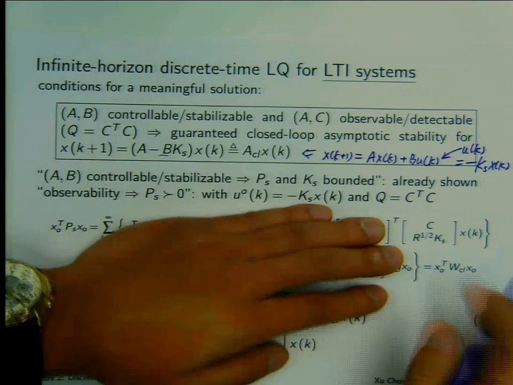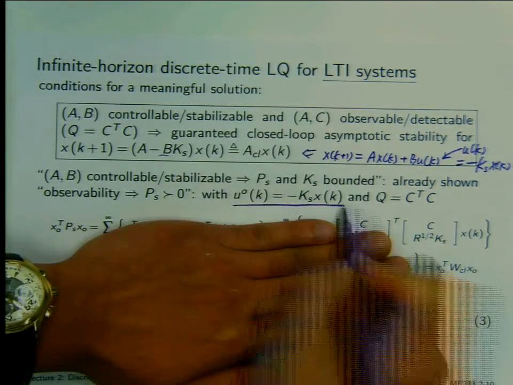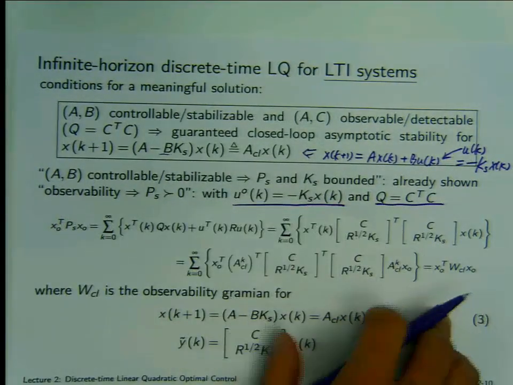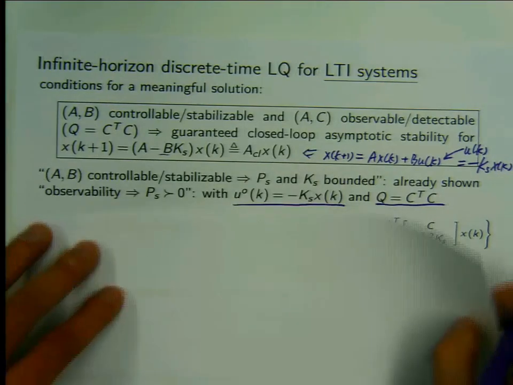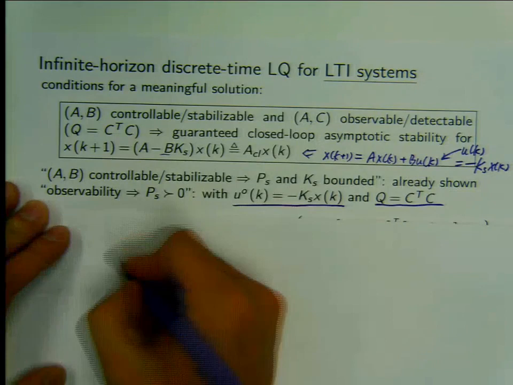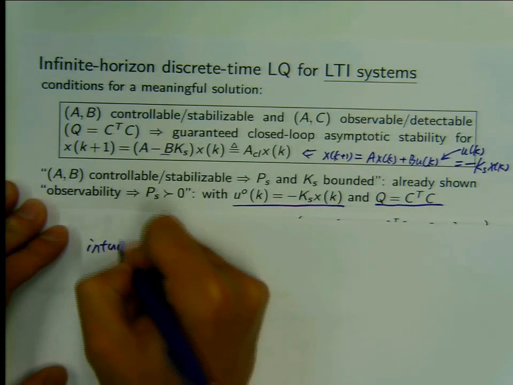if the system is observable, okay, with this optimal control law and this definition of Q, okay? Again, I'll start with some intuition for this condition first, and then we'll dig into the mathematic details, okay? The intuition is like this.